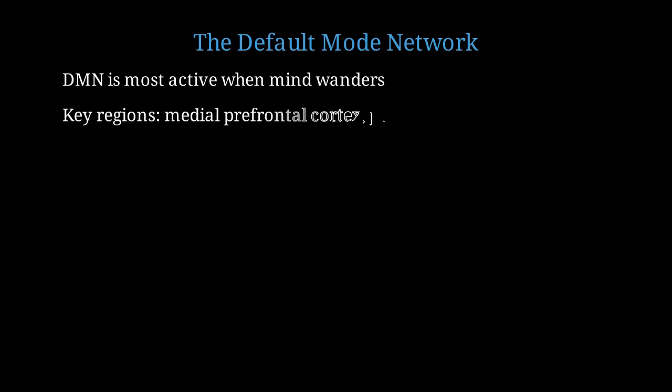Let's dive deeper into the default mode network, often abbreviated as DMN. This network was only discovered in the early 2000s, and its discovery revolutionized our understanding of the resting brain. The default mode network is most active when your mind wanders freely, when you daydream, or when you're not focused on the external world. Key regions include the medial prefrontal cortex and the posterior cingulate cortex. These areas show synchronized activity during rest.